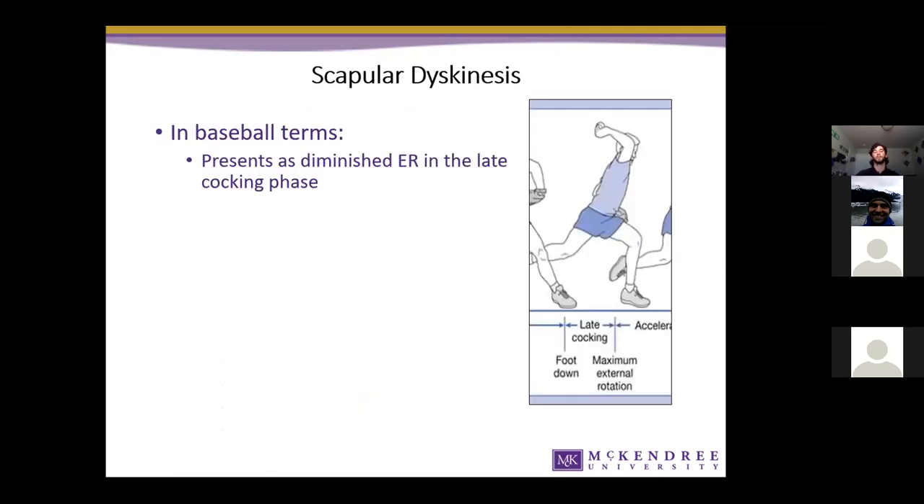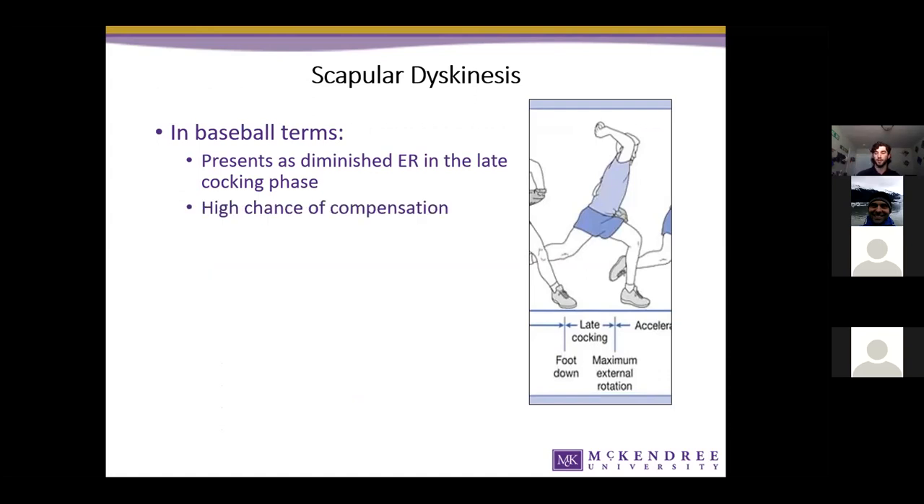In baseball terms, scapular dyskinesis presents as diminished external rotation in the late cocking phase. And I have a little picture there so we all know what the late cocking phase is. It's basically when the pitcher experiences the most layback of their arm when their stride foot has hit the ground.